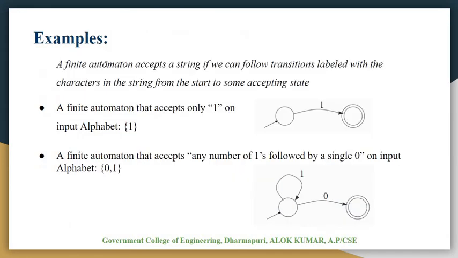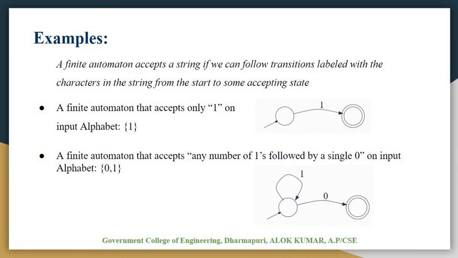Suppose we take some examples. A finite automaton accepts a string if we can follow transitions labeled with the characters in the string from the start to some accepting state. Suppose we take one example, a finite automaton that accepts only one on input alphabet 1. Here you can see this is the initial state and this is the final state, and with 1 we are going to it. Another example is a finite automaton that accepts any number of ones followed by a single 0. So you can see any number of ones followed by 0. This is also a finite automaton.